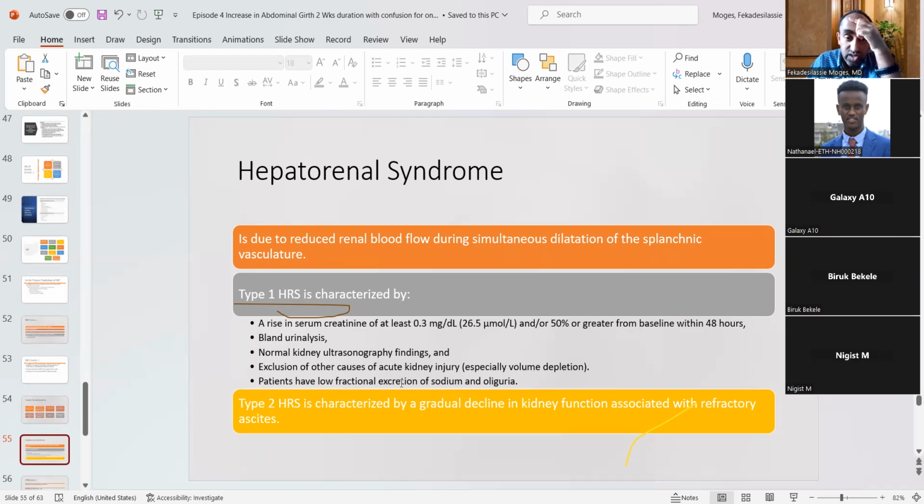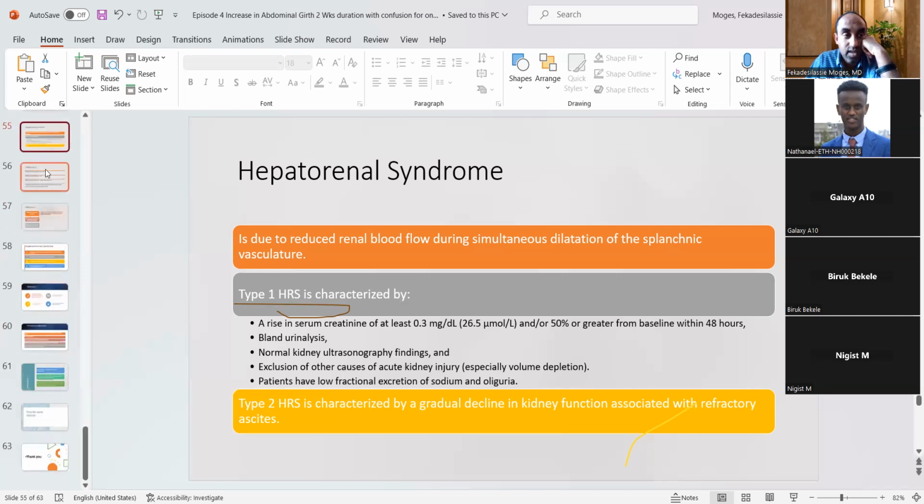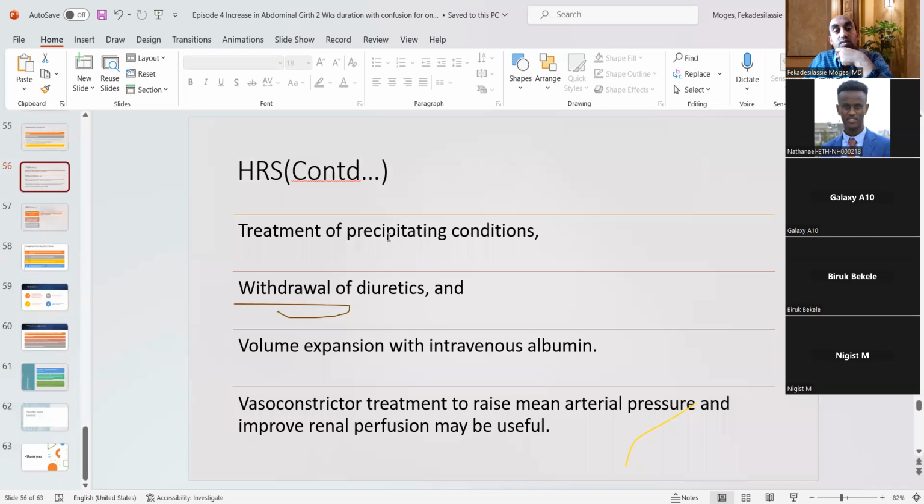And patients have low fractional excretion of sodium and they will have oliguria. Type 2 is a chronic gradual decline in renal function in a patient with refractory ascites, okay? So our patient seems to have hepatorenal syndrome. So how do you manage it? Treatment of precipitating conditions, withdrawal of diuretics, and volume expansion with IV albumin. Okay, that's very important. You try to expand the circulatory volume by transfusing IV albumin.